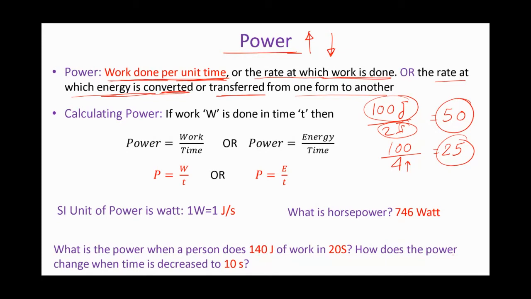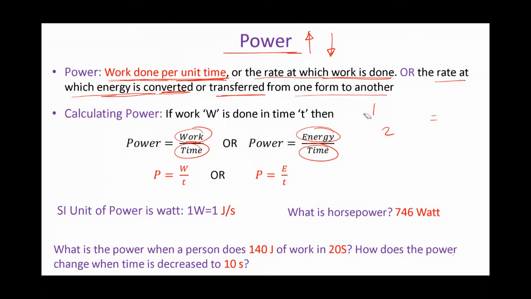The equation is very simple. Work over time, or energy over time. Like for example, the charger of your cell phone. There are two kinds of chargers, the normal charger and the fast charger. The fast charger has a power of around, I think, 40 or 50, okay, 50 watt.